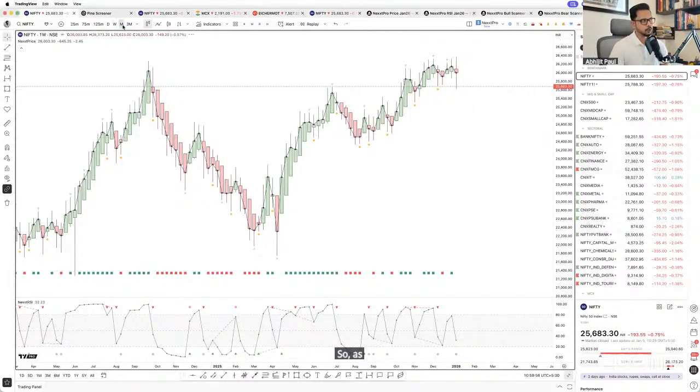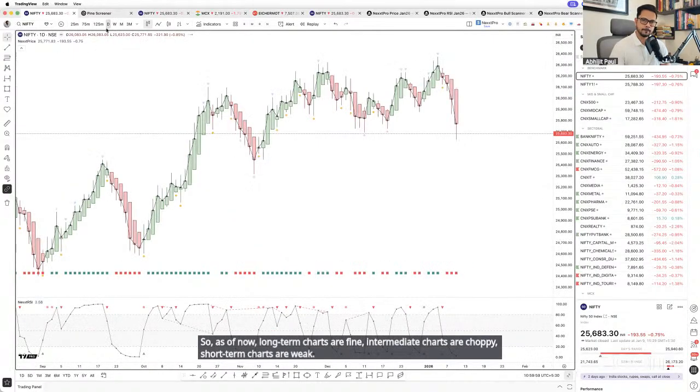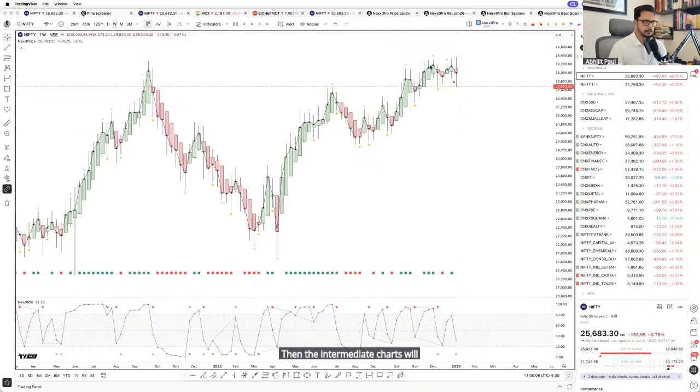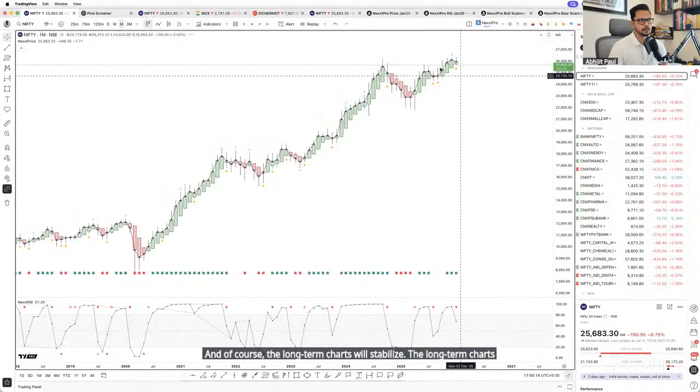So as of now, long-term charts are fine, intermediate charts are choppy, short-term charts are weak. So we are at that crossroads, where if the short-term charts come down, then the intermediate charts will create this breakdown. And of course, the long-term charts will stabilize. The long-term charts, the monthly charts, will go flattish.